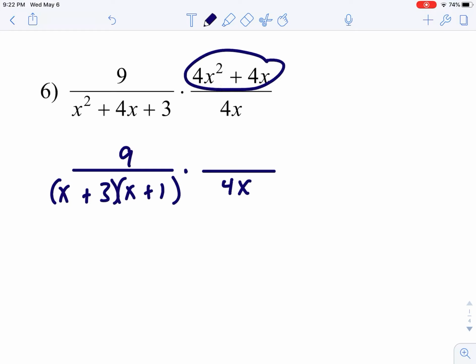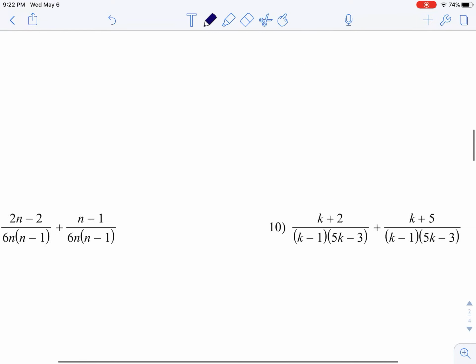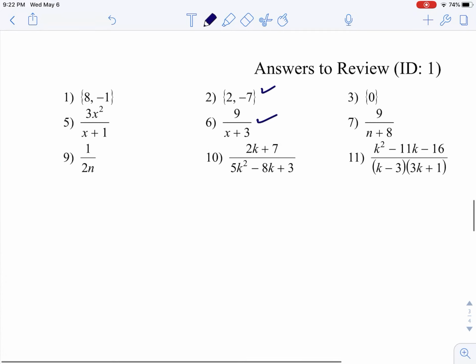This numerator, you can factor out a 4x. Both of those terms have a 4x in them. If you factor that out, you're going to have 1x here. If you factor a 4x out of a 4x, you don't leave it blank, you don't put a 0, that's a 1, because we are dividing. 4 divided by 4 is 1. And now you look for stuff that'll cancel. 4x and 4x cancel. x plus 1, x plus 1. What we're left with is just 9 on top and x plus 3 on the bottom. So that should be the answer to number 6. There it is.